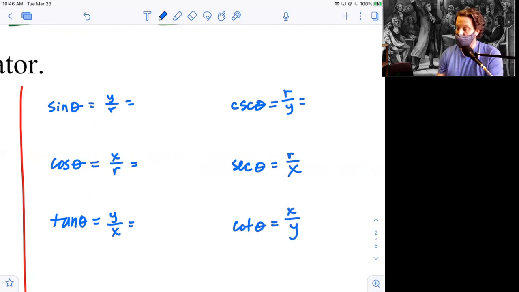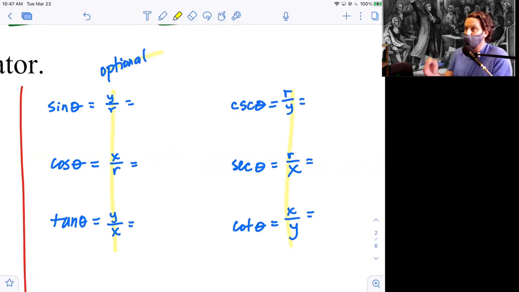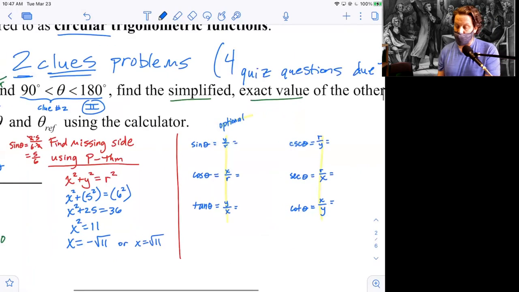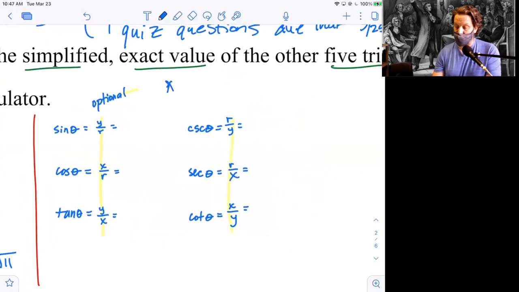If you write out the definition, this is optional. And I would recommend that you do it in the beginning. Writing sine of theta equals or secant of theta equals, that's not optional. You have to do that, okay? Now, let's just go ahead and pull the ratios from the triangle that we've already labeled.